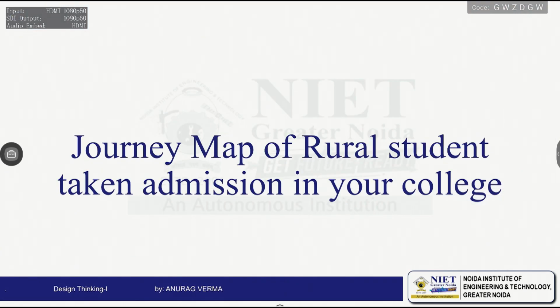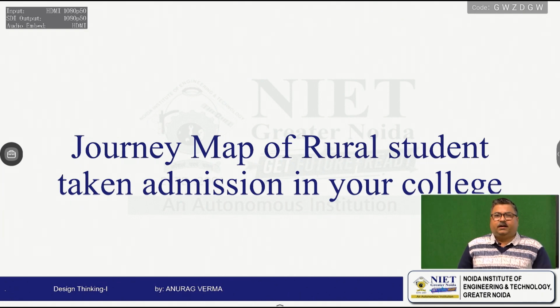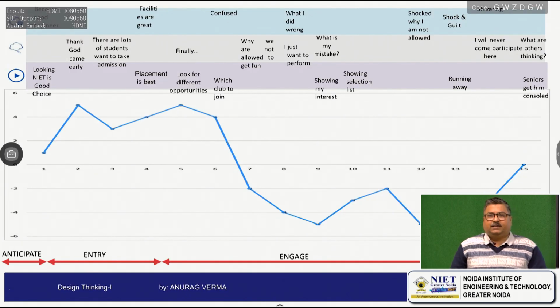So now let us see the second example of a journey map, which is the journey map of a rural student taking admission in a college. In this case we are considering the NIET college. So let us see the journey map.